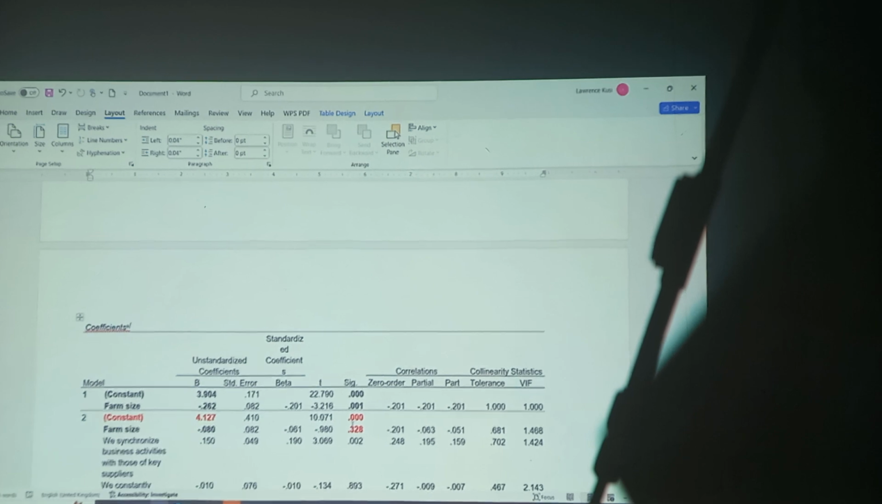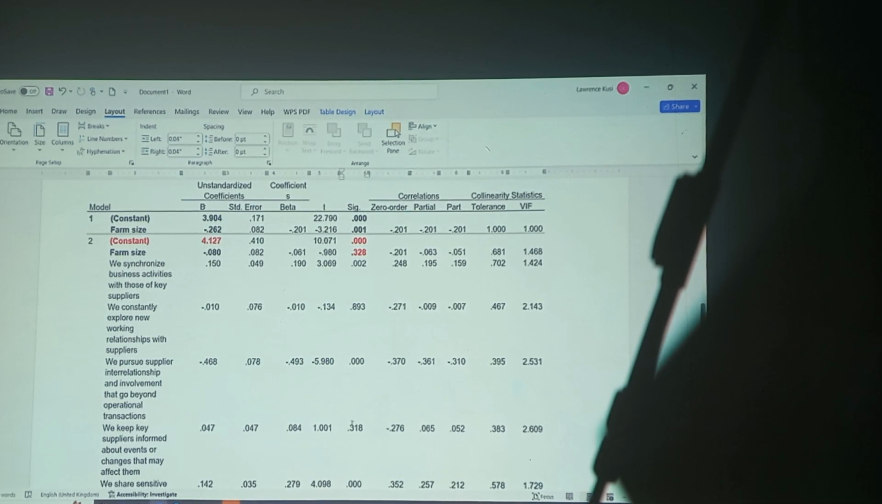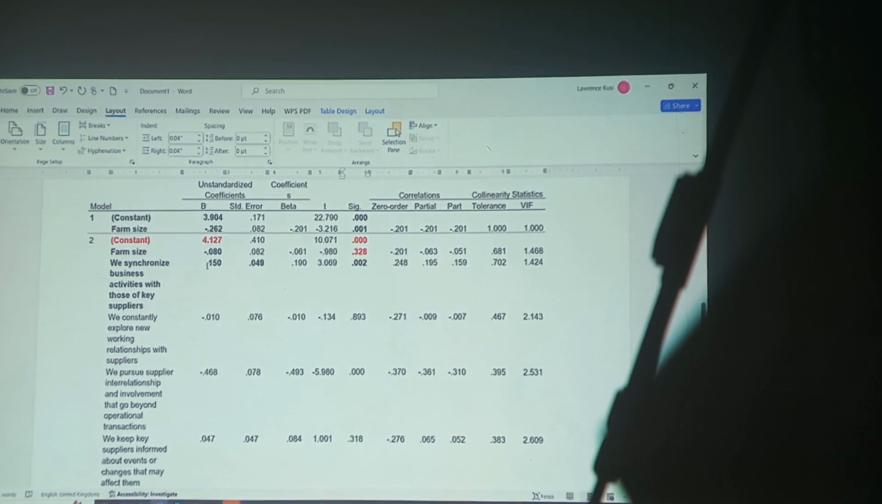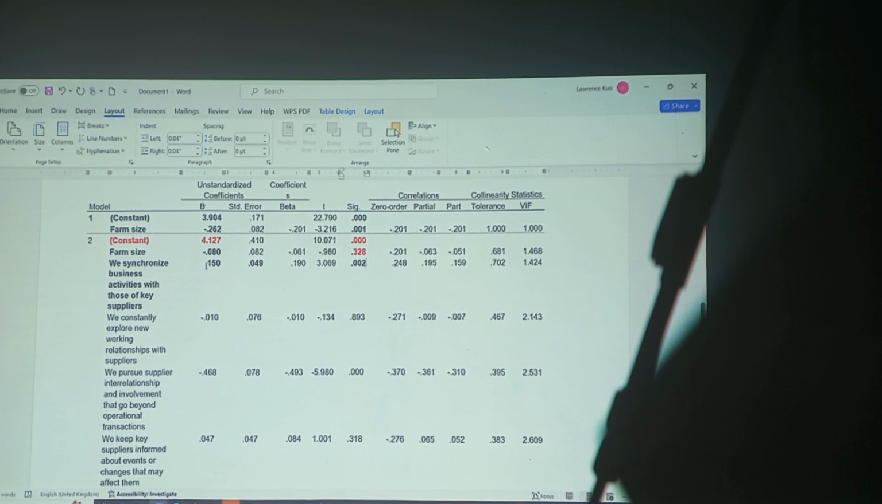Okay. Now, we can look at the contributions of the other predictors. So if you look at, we synchronize business activities with those of key suppliers. Is it improving profits? Look at the contribution. 150, right? Is it significant? Yeah. It's significant. And it is positive, right? If it is positive, what does this signal? It is increasing the profit that the business makes, because the dependent variable is profit. So it is increasing the profitability.